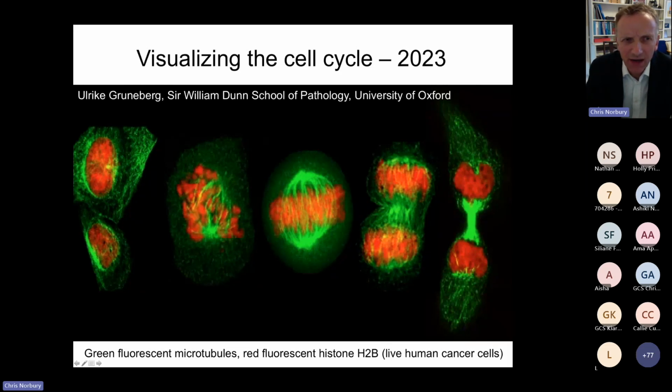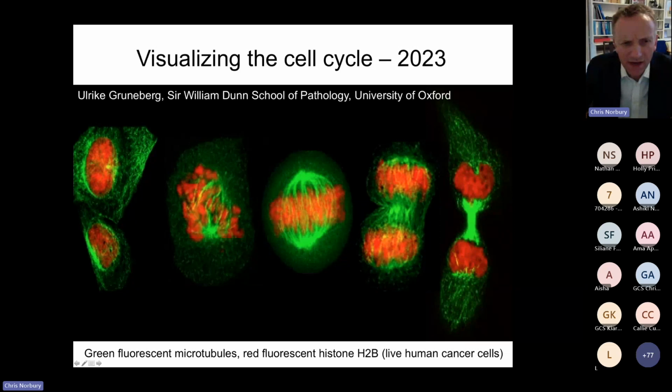These static images generated by Uli Gruneberg in the Dunn School of Pathology in Oxford show live cancer cells. These are human cancer cells which have been engineered in the lab. So they express a green fluorescent version of the tubulin protein, which makes the microtubules in the cell. And they're also expressing a red fluorescent version of the histone protein that is part of the protein component of chromosomes. So although these cells are alive, if we illuminate them with the right wavelengths of light, we can see in living cells the microtubules, and we can see the histone proteins, and so we can see the chromosomes.